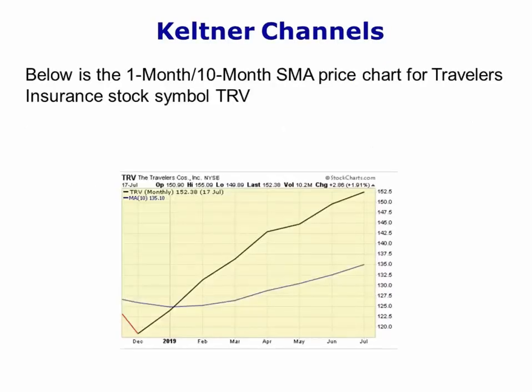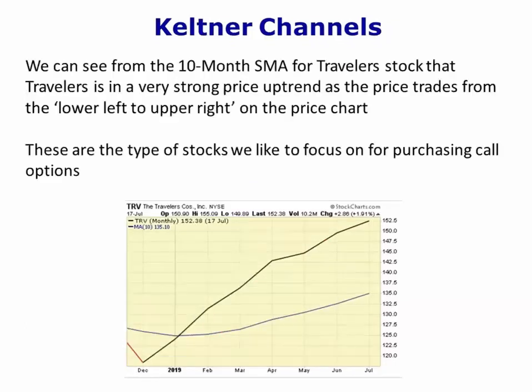Here's a 1-month, 10-month simple moving average price chart for Travelers Insurance, symbol TRV. The black line here is the 1-month price. The blue line is the 10-month simple moving average. And we can see from this chart that Travelers is in a very strong price uptrend as the price trades from lower left to upper right. So very strong price trend. These are the kind of stocks that we focus on for purchasing the stock or purchasing call options.